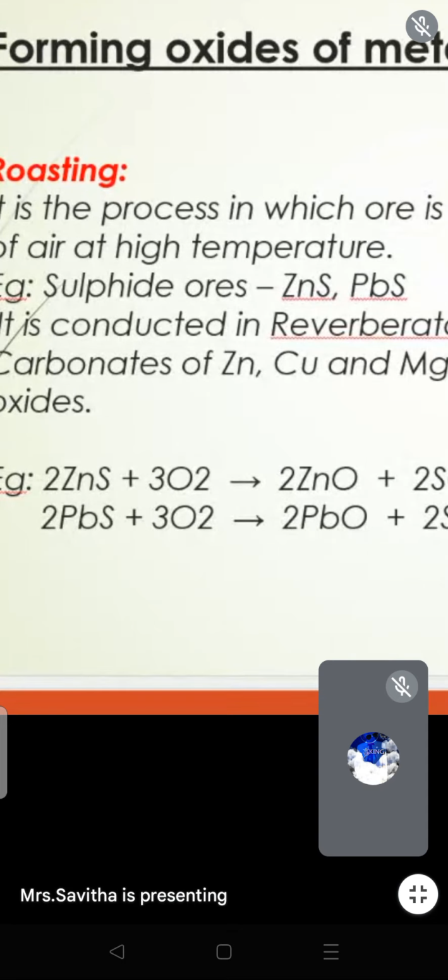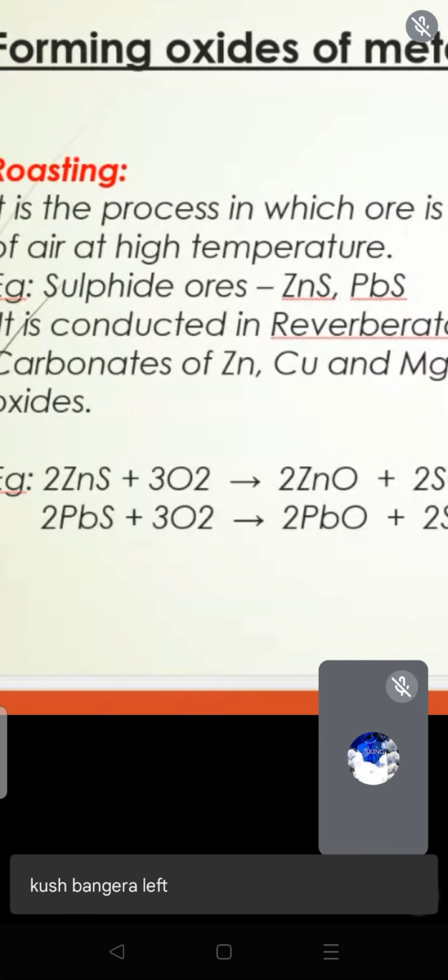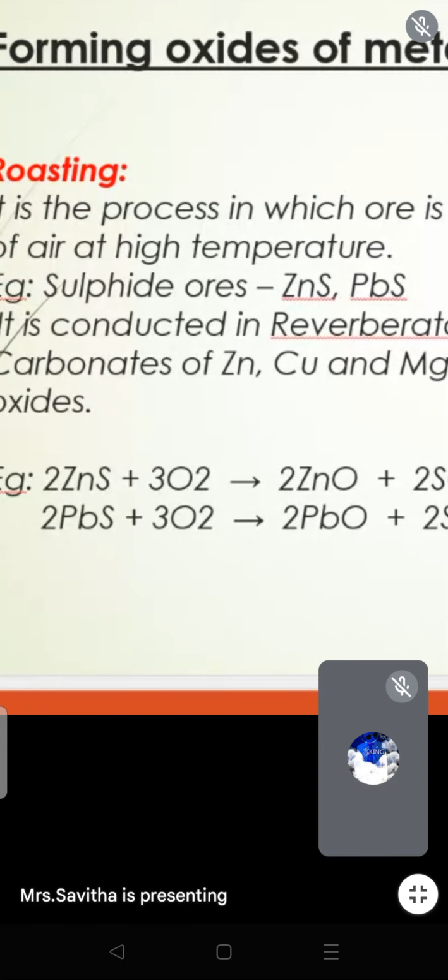But in calcination, you don't need any extra oxygen, whatever is present is enough, because the decomposition is very fast. So you don't need any extra oxygen to be passed in to complete the process. Here the process is to heat the ore strongly, and how? In presence of air at high temperature.